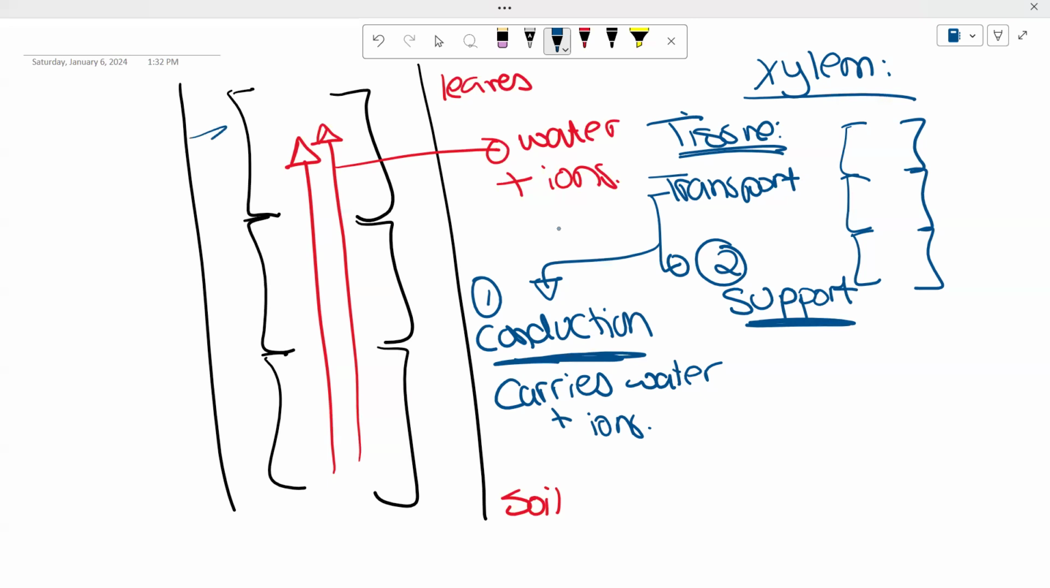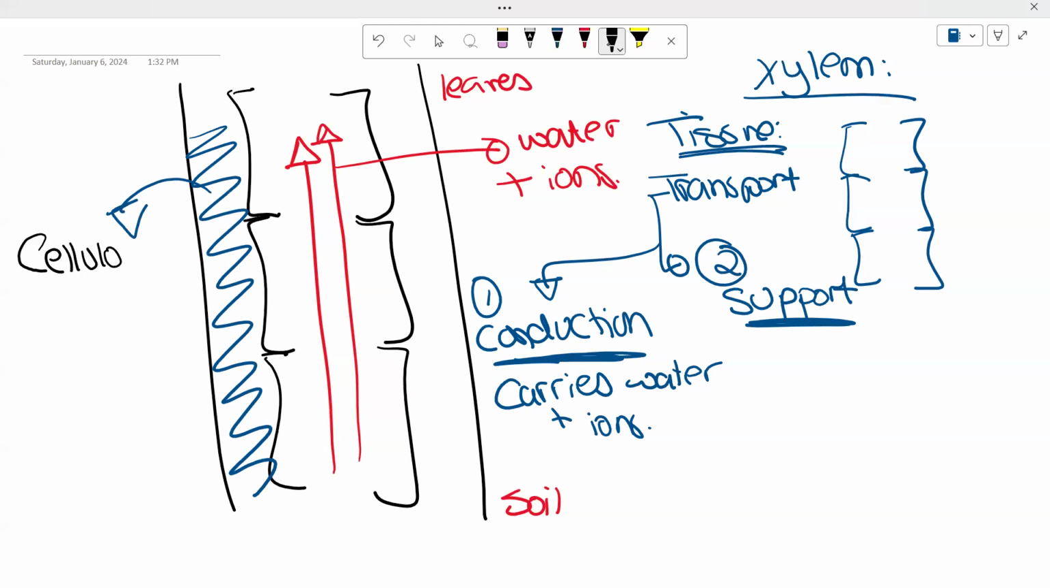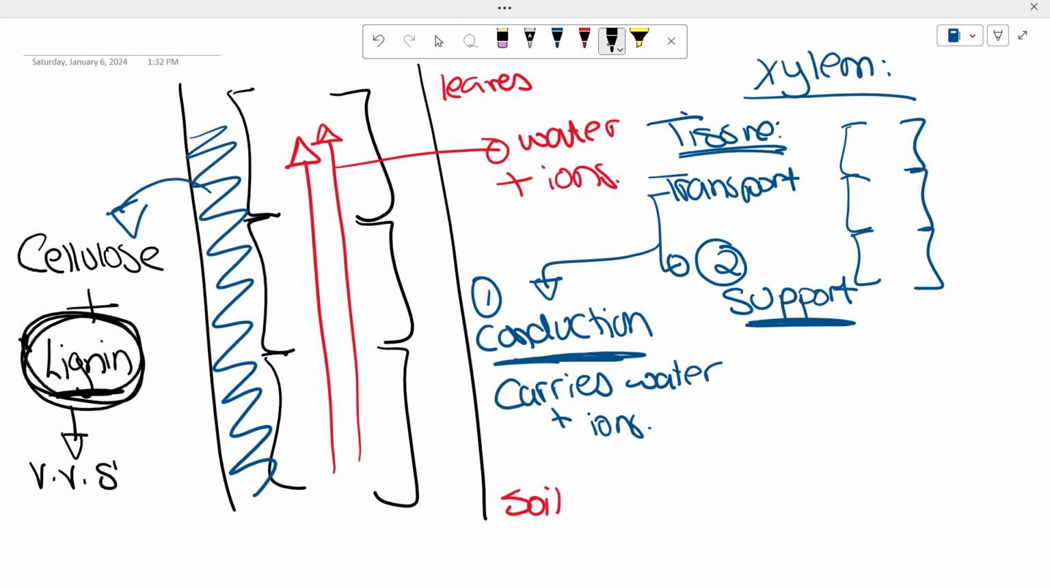The cell wall of the xylem is not like the traditional cell wall in plants. The cell wall of the xylem not only contains cellulose, but cellulose plus another molecule known as, who knows it? Known as lignin. And this lignin is very, very strong. If you want to know how strong lignin is, you know the tree and the bark of the tree, this brown bark of the tree. This is lignin.